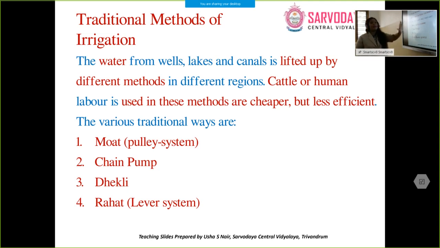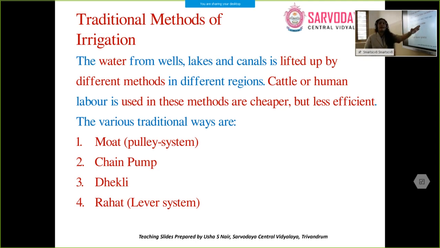Okay, so there are traditional ways of doing irrigation. That is Moat, the pulley system, the chain pump, Dhekli, Rahat. I can hear somebody smiling and laughing. Funny names. That's okay. You just have to know them. You don't have to worry about the pronunciation. At least the spelling should be right. The various traditional ways are Moat or the pulley system.